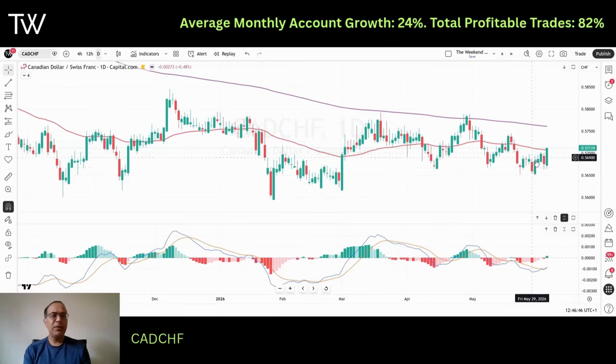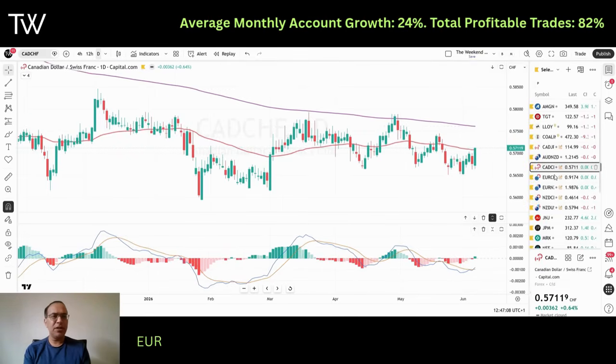And it's narrowing. With the previous big bullish candle and the crossover in the MACD, I'm in favor of taking a buy trade and closing and start taking my profits as soon as the price hits the 200 EMA. So that is CAD CHF.